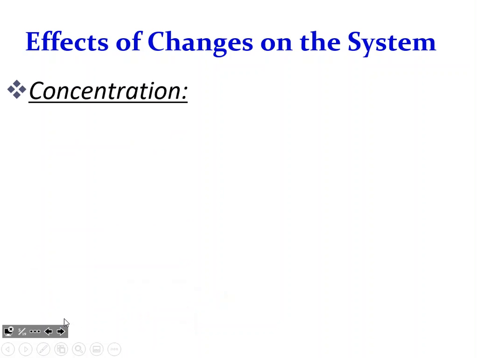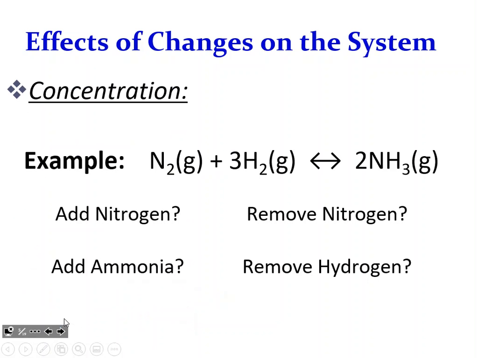So the effects of changes on the system, looking at concentration here, let's take a look at this particular example. We'll go through them line by line, and you can tell me which way they would proceed here. So if I added in nitrogen here, which way is it going to proceed? Towards the products or towards the reactants? Adding in is going to go towards the products.